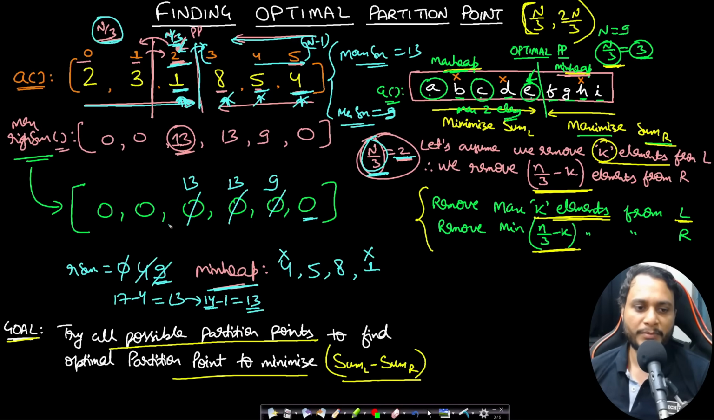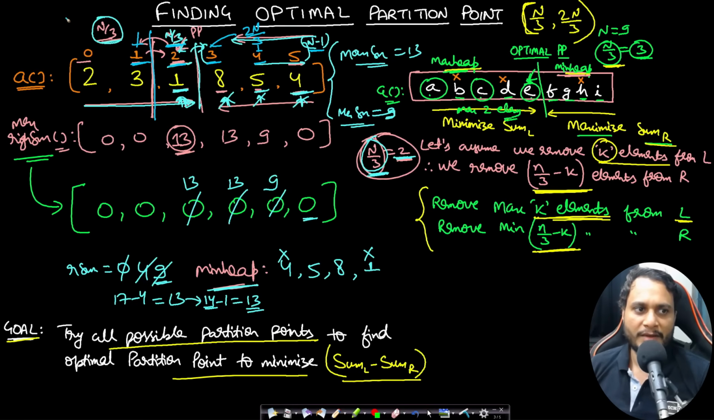Now once we are done pre-computing the maximum possible right sum available from index n by 3 to n minus 1, after this we have to take a partition point starting from index n by 3 minus 1, which is this index 1, and going all the way to less than 2n by 3. So 2n by 3 is this 4. So less than this is 3.